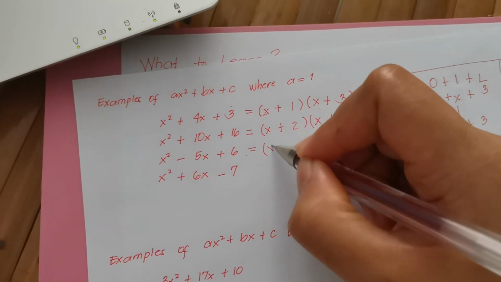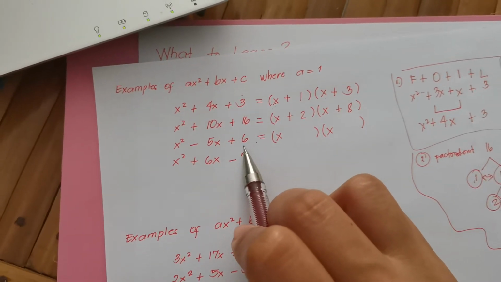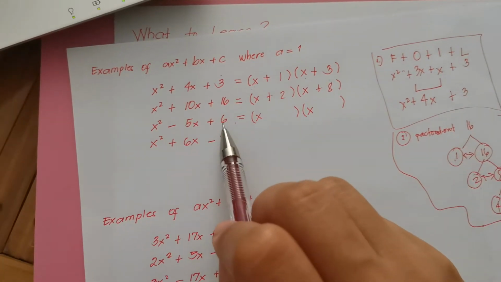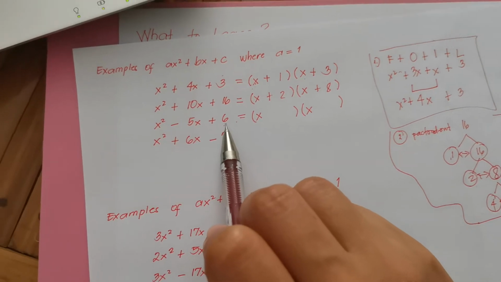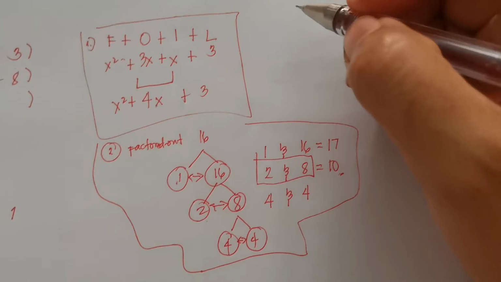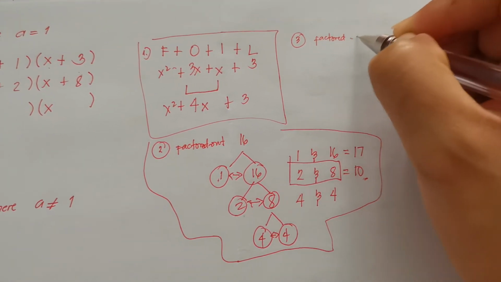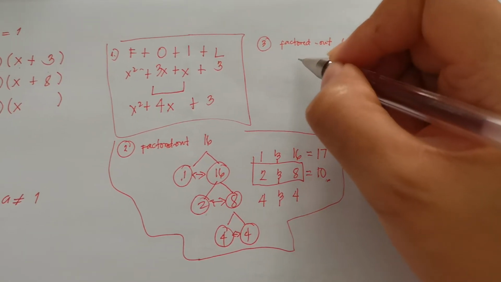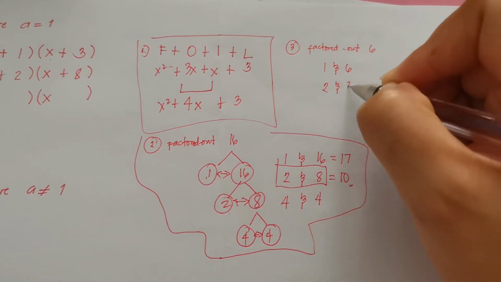So factor out x squared, x and x, and factor out 6. 6 is not a prime number, 6 is a composite number. In short, it has many factors. So we could have 1 times 6, right? Positive 6 also. 2 times 3, positive 6 also. So we're going to have here number 3, factoring out 6. The factors of 6 again are 1 and 6, 2 and 3. Then get the sum.